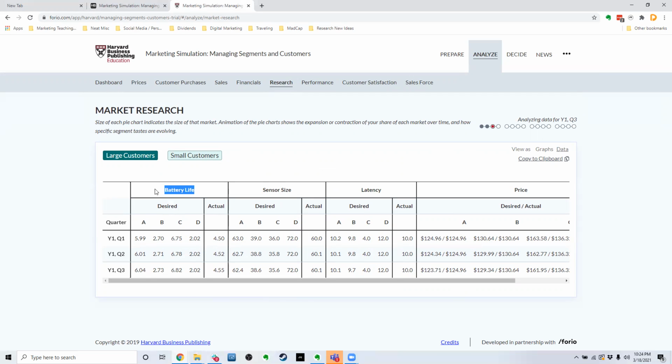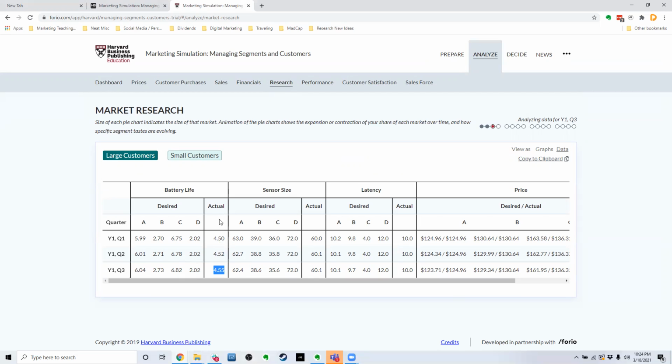So let's look at battery life, right? The bigger the number, the better the battery life. And this desired means this is what each of the customer segments desire that number to be. So A right now is looking for battery life to be about 6.04, which means they're close to C, they care a lot about it. C cares the most, 6.82. B doesn't care a lot about battery life, and segment D doesn't really care either. And here's where you're at. This is where your actual number is.